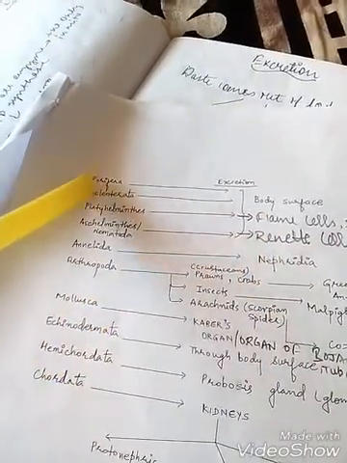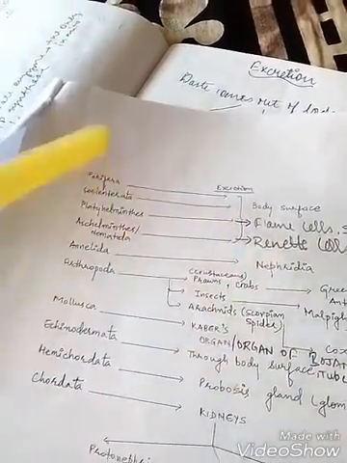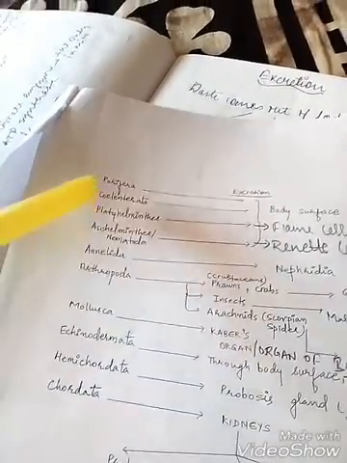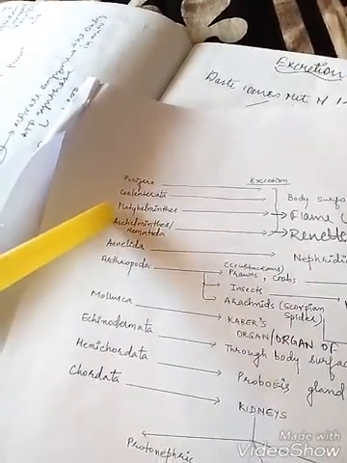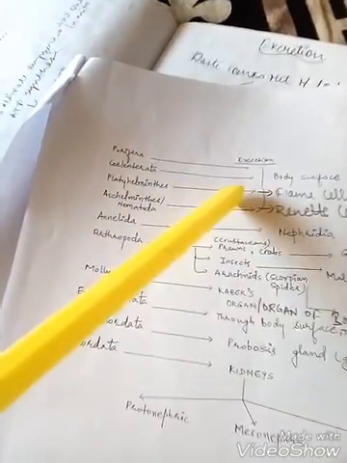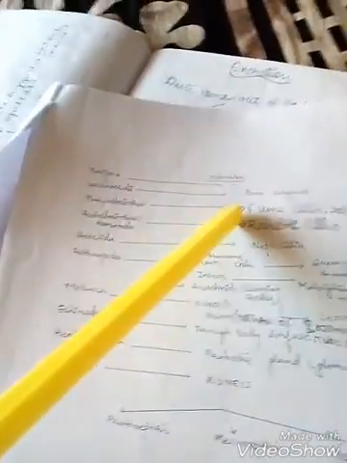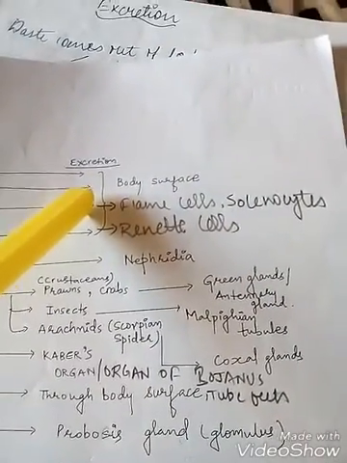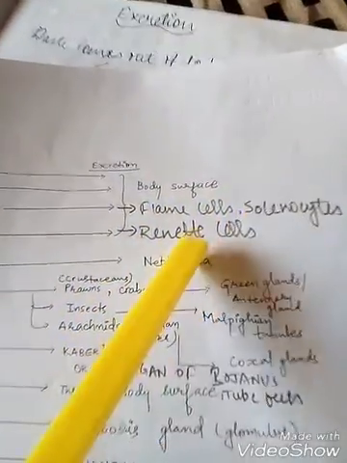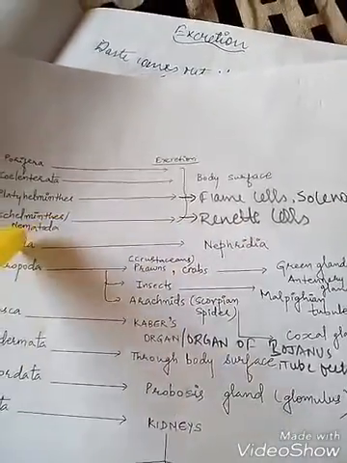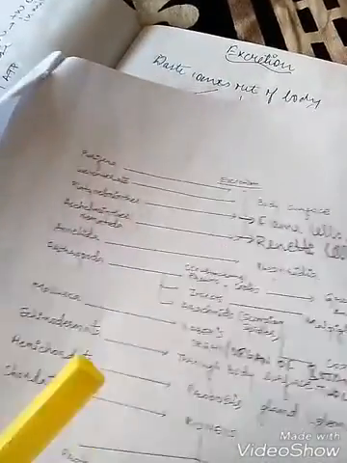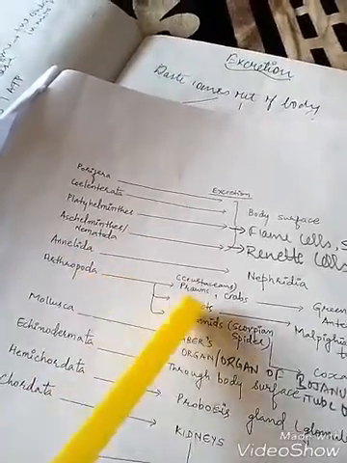Not only these two, the first four are body surfaces, but in the last two, Platyhelminthes and Aschelminthes or Nematoda, the body surfaces are developed, and so they have flame cells, also known as solenocytes. And the Aschelminthes or Nematoda have renette cells. Now Annelida has nephridia.